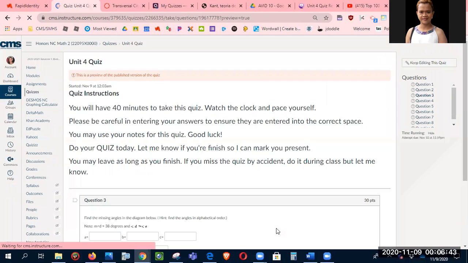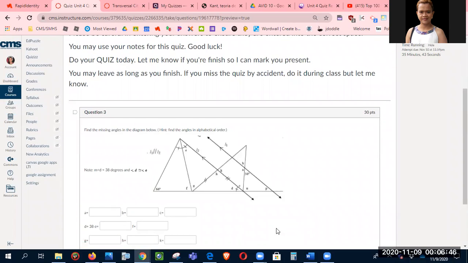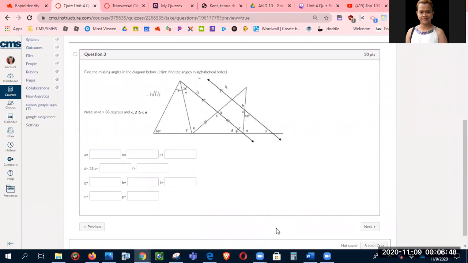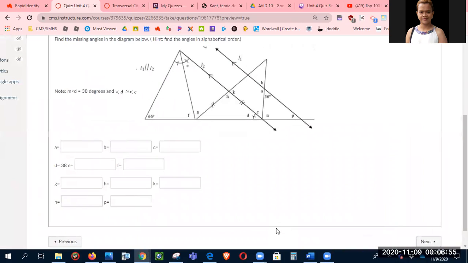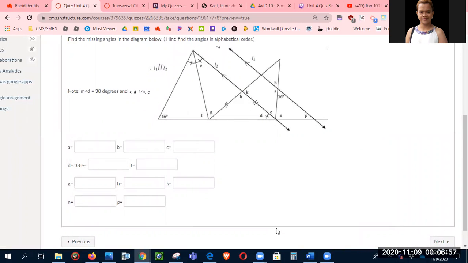Number 3. Find the missing angle in the diagram below. Hint, find the angles in alphabetical order. If I were to answer this one, I would go first to the letter which has an obvious answer. So I have B here, and it says 56. Since B and 56 are vertical angles, B is 56 degrees.